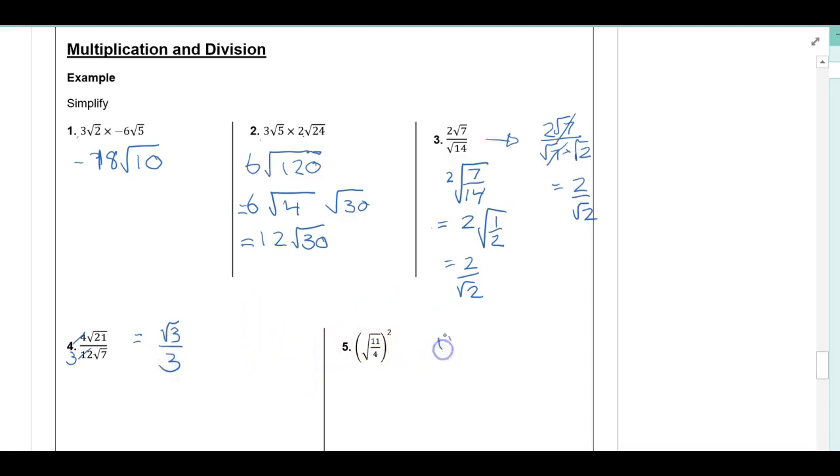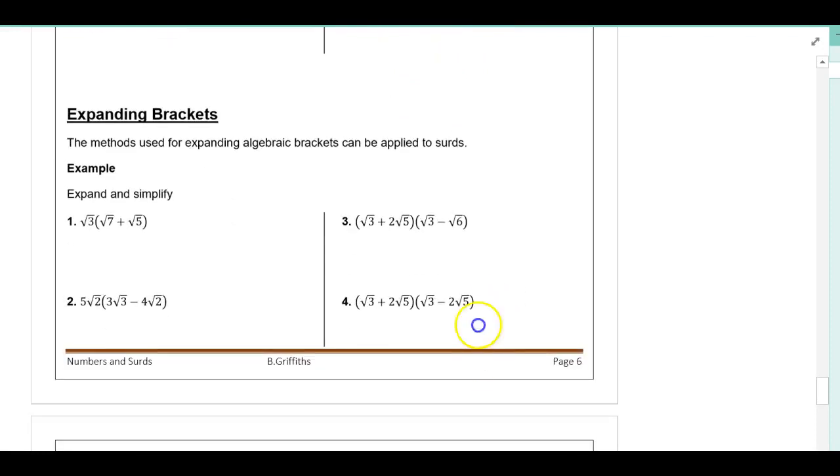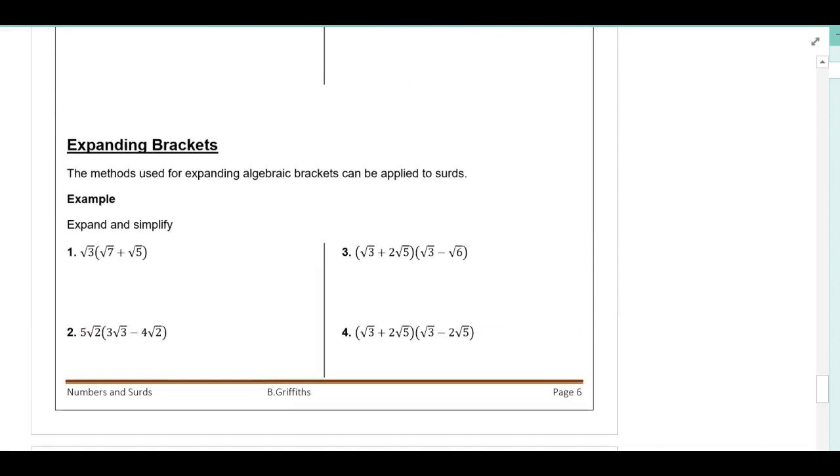Anything squared cancels out the square root. Okay, I'll make another bracket. I'll make another one with this expanding brackets.